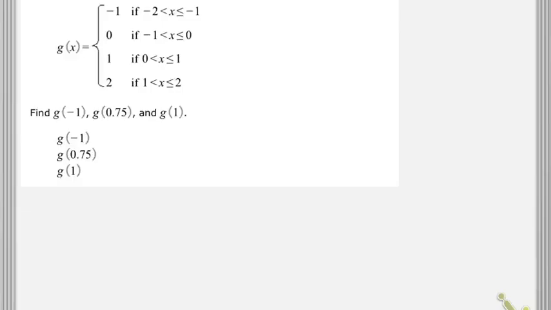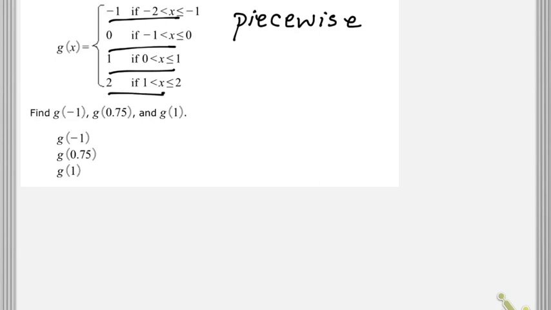In this video I'm going to look at evaluating what is called a piecewise function for different values of x. What makes a function piecewise? The word here is piecewise. We can tell a piecewise function as soon as we see this bracket here. Once I see that bracket, I know I've got a piecewise function, and that's a function that's broken up into pieces. So there are different pieces of the function.